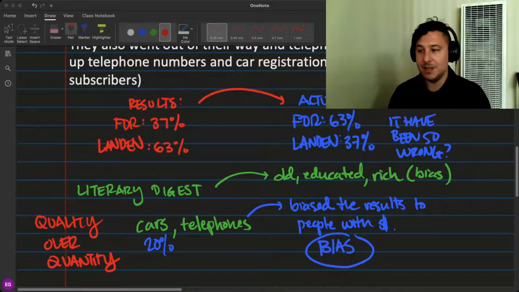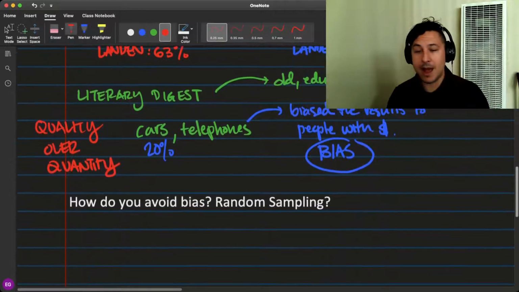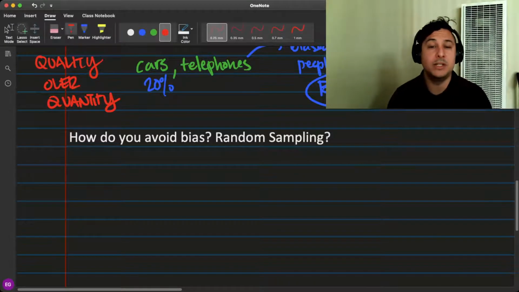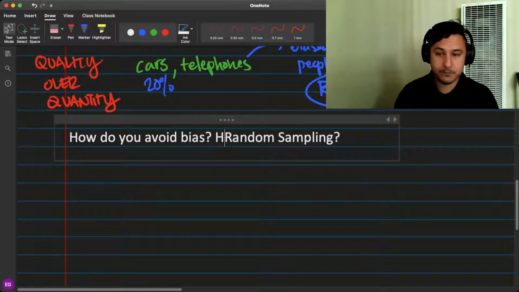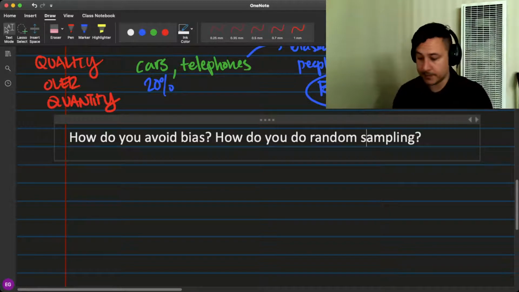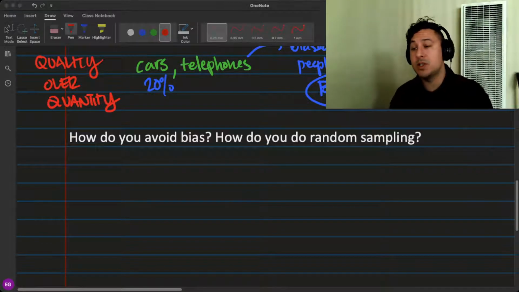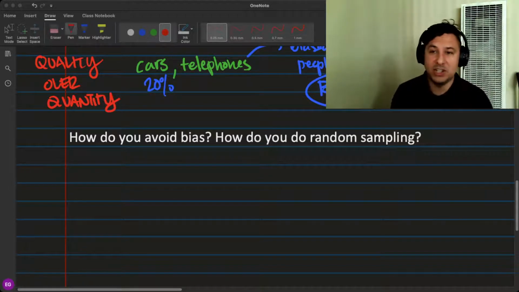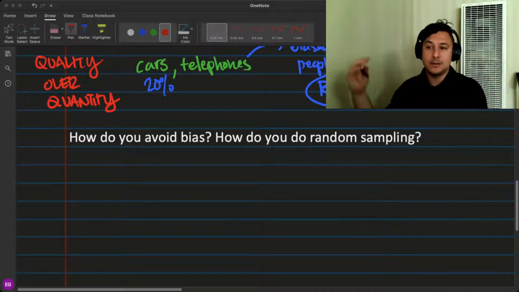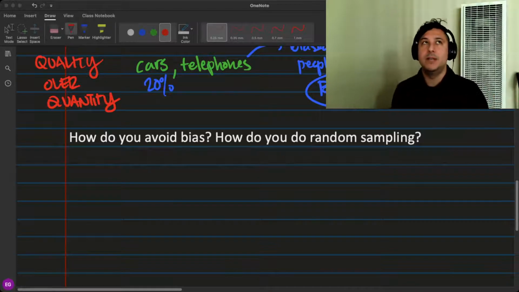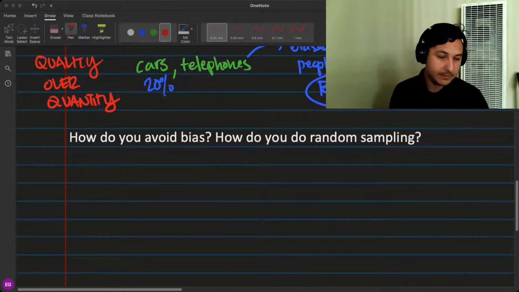Okay, cool. So now you start wondering, how do you avoid bias? The answer is random sampling, but how do you actually do random sampling? There are different ways that you can approach random sampling, and we're going to talk about their benefits and their drawbacks, and give you an idea of how this is going to work. How do you actually pull this off in practice? And it's pretty cool, actually.